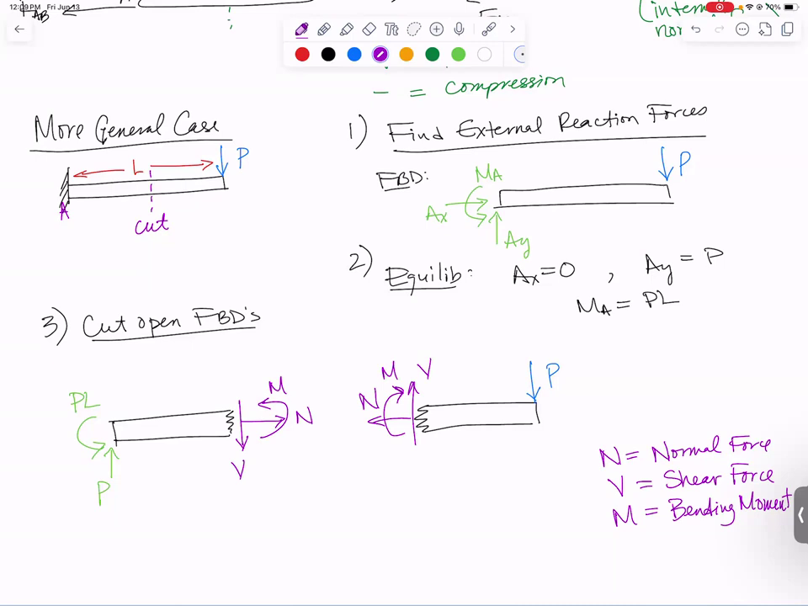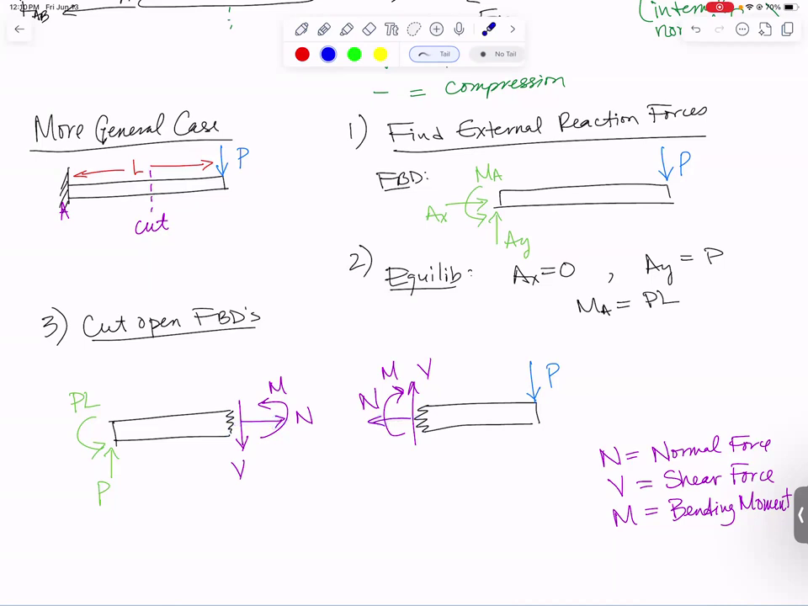This is just like when you did frames and machines in statics, when you took two things apart that were connected to each other, you always have to draw equal and opposite forces on them. And that's exactly what's happening here. I've cut this thing open, and here's one side, here's the other side of that cut. And whatever you draw on one, you've got to draw exactly the opposite on the other.